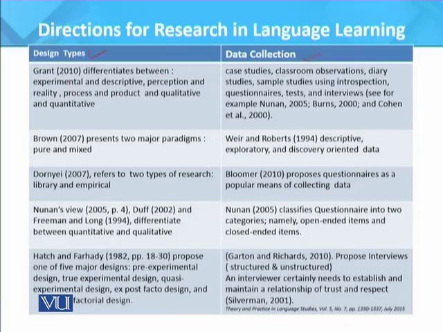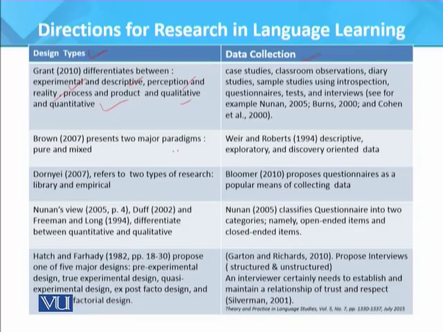Grant differentiates between experimental and descriptive, perception and reality, process and product, quality and cost. So these are 2-3 types of designs proposed by Grant, where experimental and then descriptive, one's perception and how things are logical or reality based, the kind of process which leads to the product, and qualitative, which is survey based or interview based, and quantitative, which is basically numerical collection or following of the process.